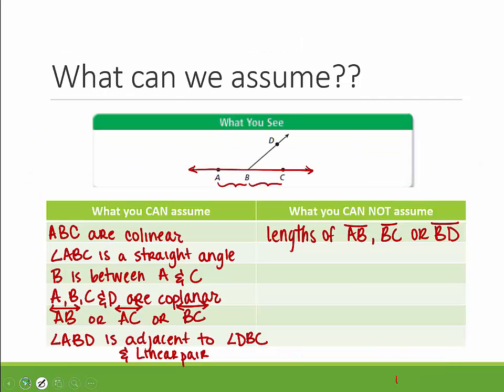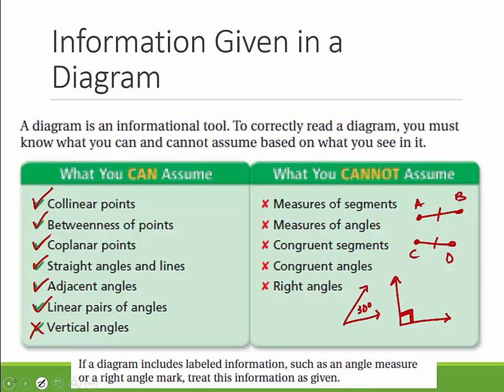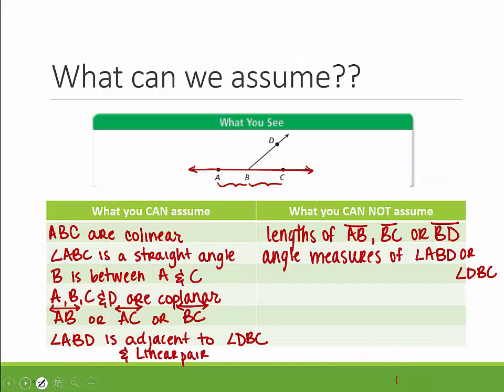We cannot assume measures of angles, so we cannot assume angle measures of ABD or DBC. We cannot say anything about congruent segments, congruent angles, or right angles. So we can't say anything is or is not congruent.